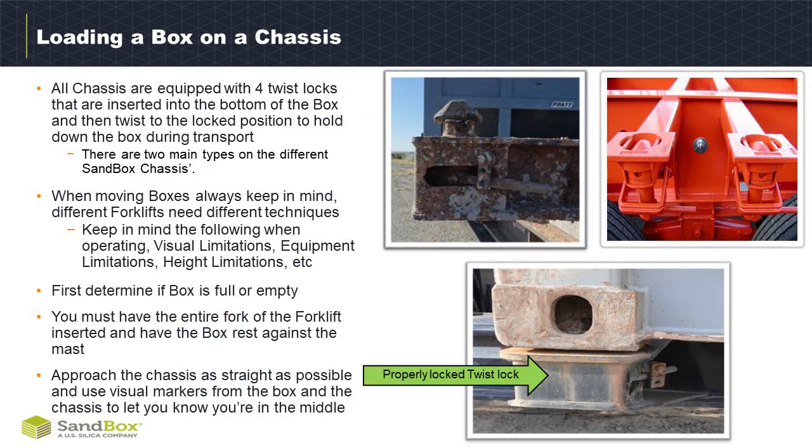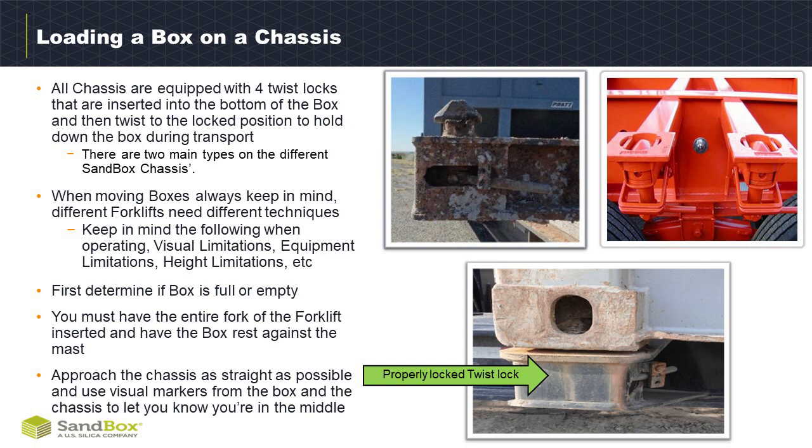Loading a box on a chassis. All chassis are equipped with 4 twist locks that are inserted into the bottom of the box and then twist to the lock position to hold down the box during transport. When moving boxes, always keep in mind, different forklifts need different techniques.